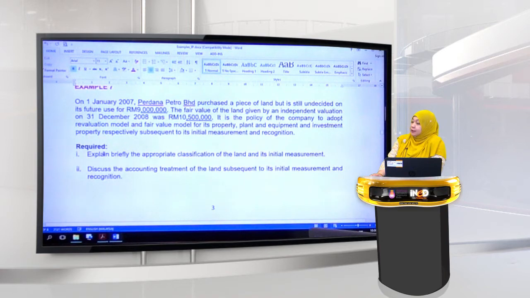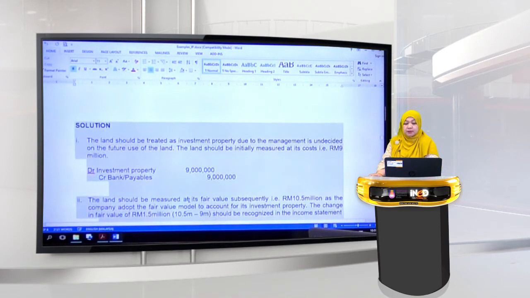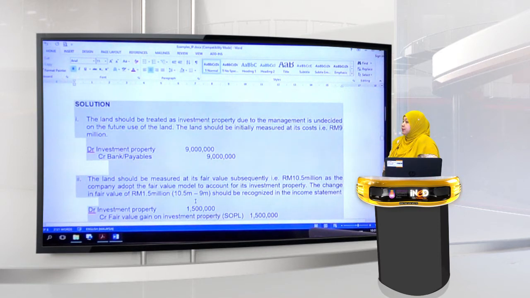Explain briefly the appropriate classification of the land and its initial measurement. The land should be treated as investment property because the management is undecided what to use the land for. So we will recognize the land at an initial measurement of 9 million. How do we account for that? That will be debit investment property and credit bank or payables.